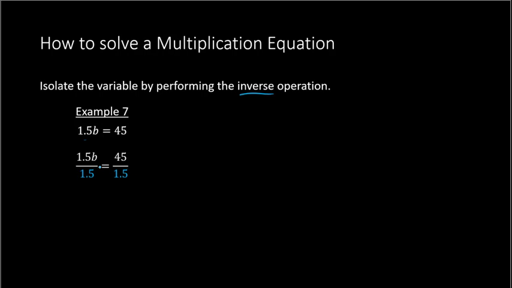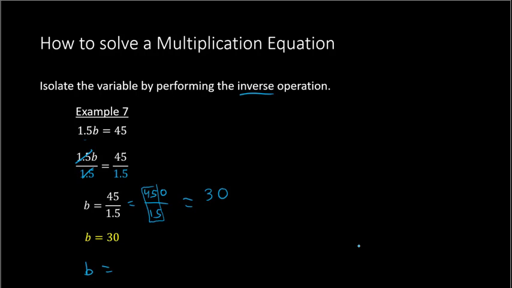So to get rid of the multiplication of the 1.5, we do the inverse operation, which is we divide. So we divide both sides by 1.5, and when you do that, you can get this to cancel. You have b on the left, and then 45 divided by 1.5 on the right. Now when you divide, you need to make sure there's no decimal in the divisor. So we can multiply top and bottom by 10, which has the effect of moving the decimal point over one place. So now we have 450 divided by 15. Well, 45 divided by 15, that's 3, and then just put a 0 at the end to get 30. So your solution is b equals 30.